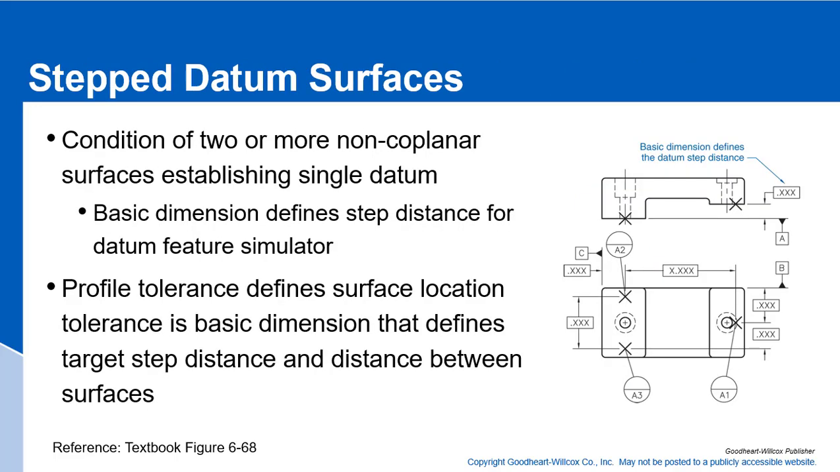Let's talk about step datum surfaces. In this case, we're creating a datum A using these two sets of targets, but there is a step between those two. This basic dimension defines the datum step. So we have two or more non-coplanar surfaces being used to establish a datum, and we do it with a basic dimension and an offset step.